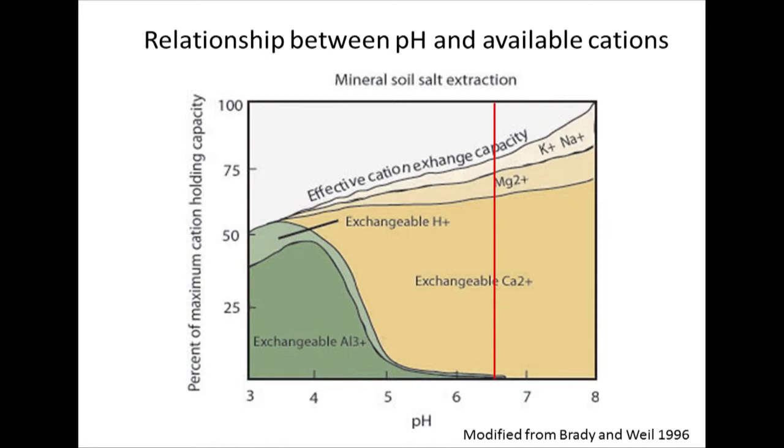And so if you remember, diversity saturates at this point, and then as you move to the left as pH decreases, you see incremental decreases in the base cations and increases in the acidic cations, with a pretty precipitous increase here at pH 4.5.